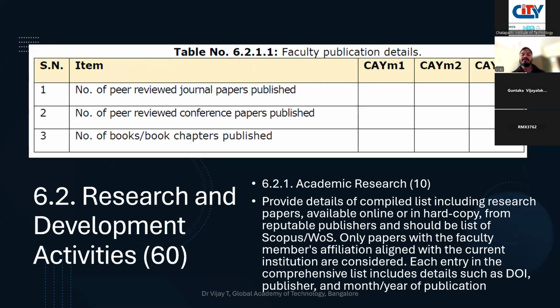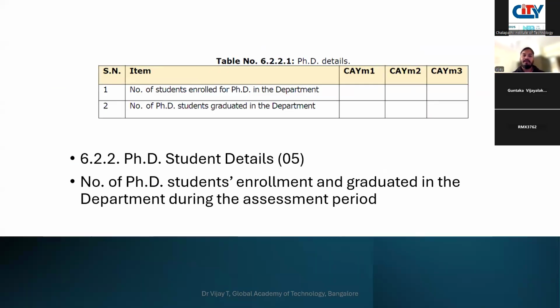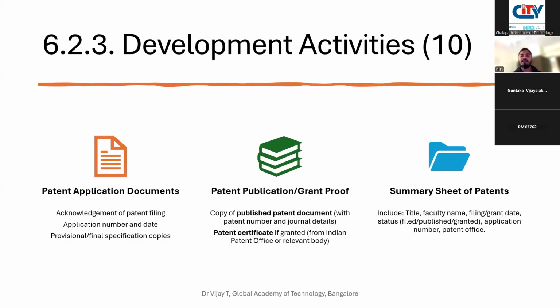The remaining 60 marks is completely research oriented. What is the academic research, number of publications that have been done, conference proceedings, book chapters published? And in the last 3 years, it has to be progressive, not decremental values. So number of PhD student details in your program, 5 marks. For full time, it is more, part time less.